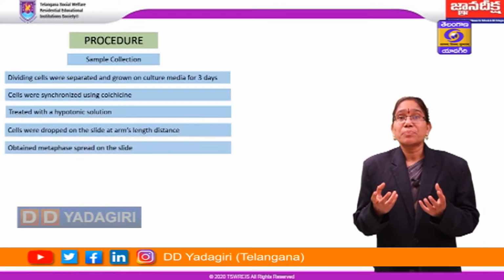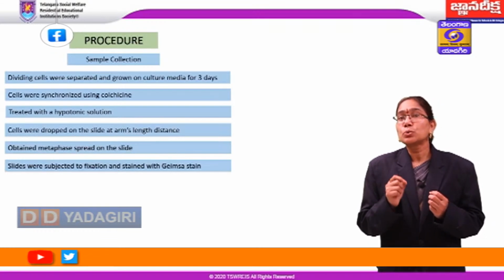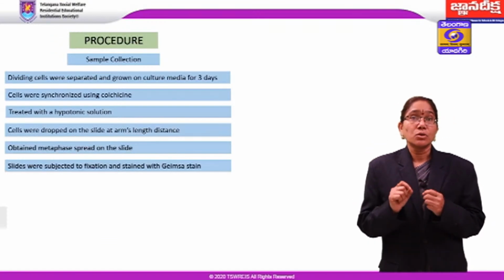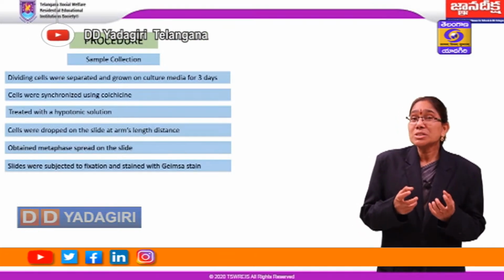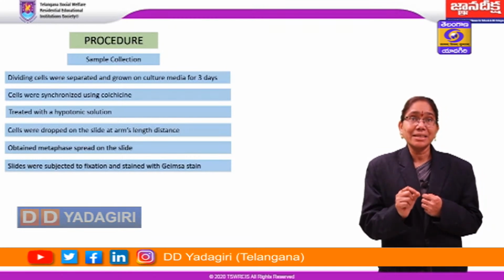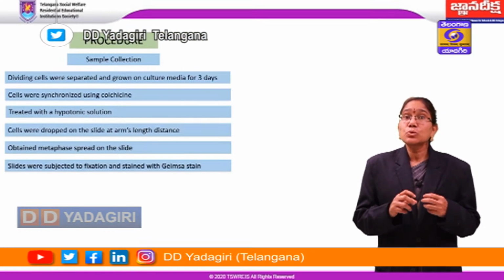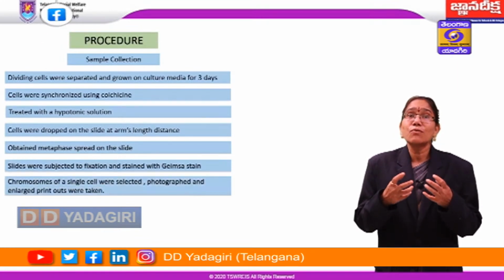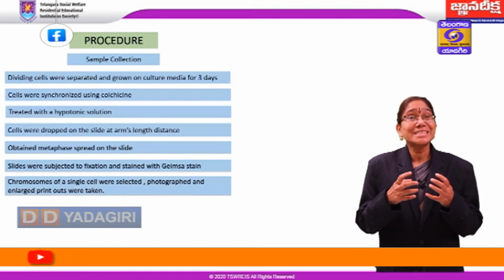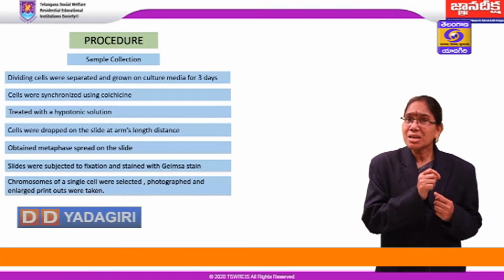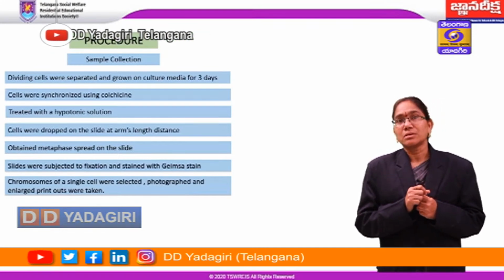These slides are subjected to fixation, then treated with trypsin to digest proteins so that chromosomes can take more stain. Here, usually we use Giemsa stain to color the chromosomes. After staining, the chromosomes of a single cell are selected, photographed, and enlarged printouts are taken by using a special microscope which is fitted with a camera and computer.